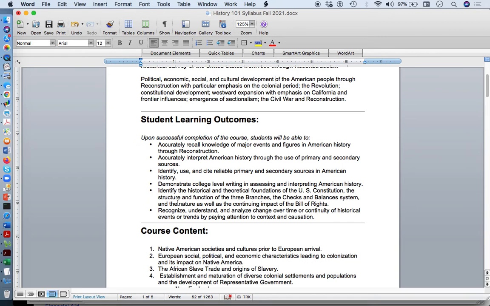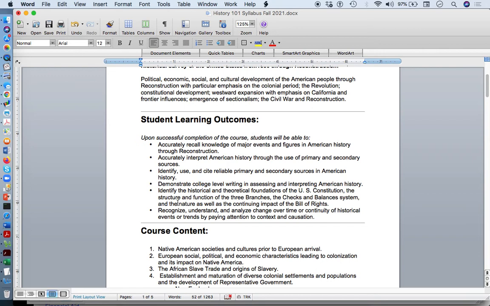Next is to identify the historical and theoretical foundations of the U.S. Constitution, the structure and function of the 3 branches, the checks and balances system, and the nature as well as the continuing impact of the Bill of Rights. And that is part of your theme for this course as well. So we will be going over that.